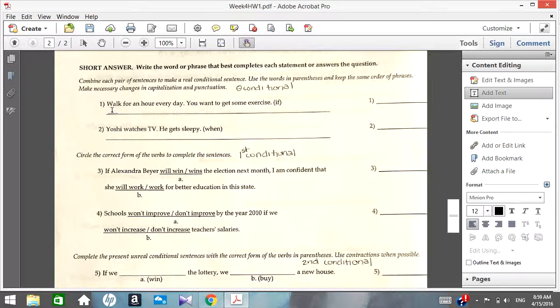Okay, so walk for an hour every day. You want to get some exercise. So this is my if clause, right? Because it doesn't make sense if walk for an hour every day. I have to say if you walk for an hour every day. So let's start with that.